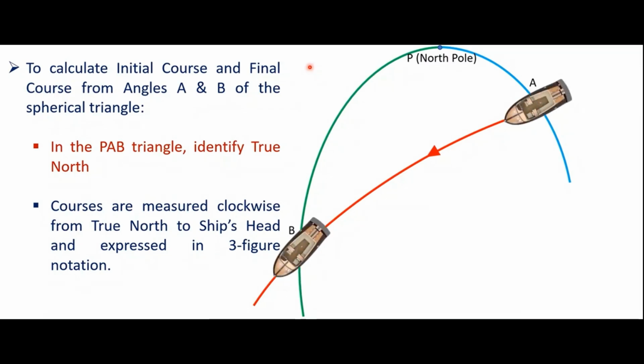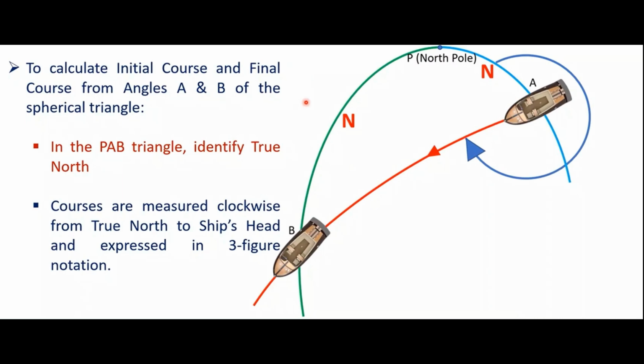Let's mark the initial course at A, clockwise from true north. I'm sure you'll all agree with me that the blue arc represents the initial course. What we have calculated is this angle, and it's very evident from the diagram that the initial course shall be 360 degrees minus the calculated angle A.